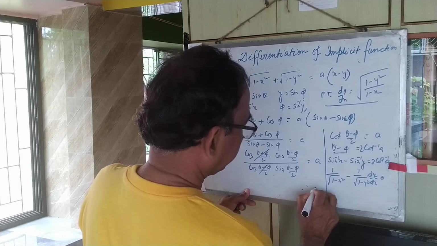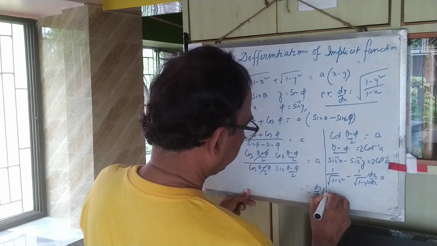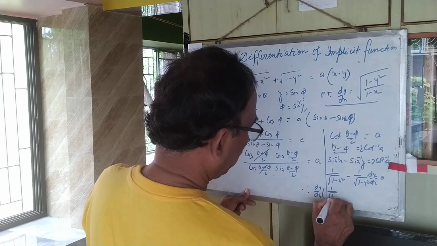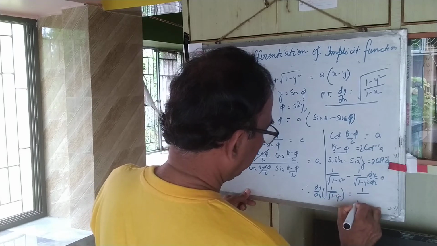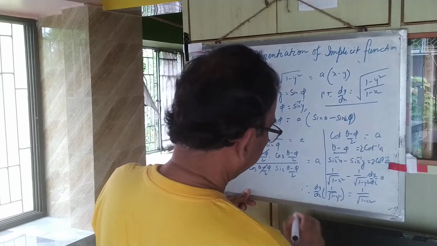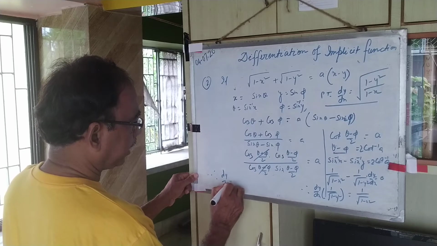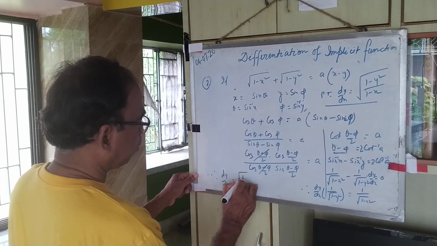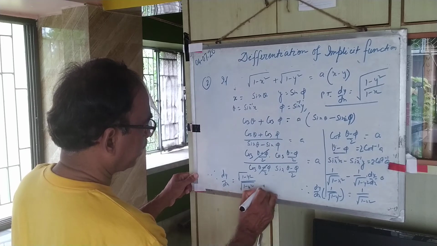Then dy by dx into 1 by root over 1 minus y square equals 1 by root over 1 minus x square. Therefore, dy by dx equals root over 1 minus y square by root over 1 minus x square.